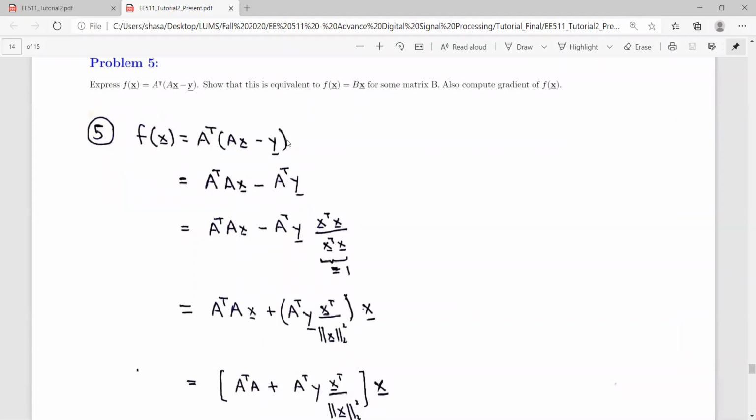Right. So the question is that I want to express f of x in terms of Bx, where B is a matrix and x is something already known. So here it just means that I have to do some matrix manipulation. So I open this expression f of x, then I see that it is A transpose Ax minus A transpose y.